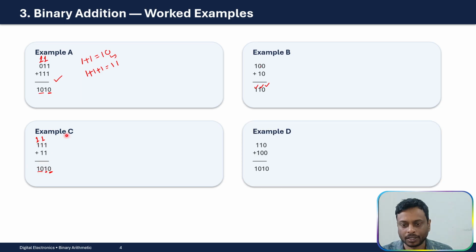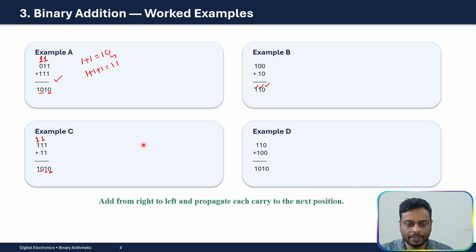Okay. This is the last example. So 0 plus 0, that is 0. 1 plus 0, that will be 1. Then 1 plus 1, that will be 1, 0. Okay. So these are some worked examples of binary addition. Okay. So add from right to left and propagate each carry to the next position. This is the rule of addition.